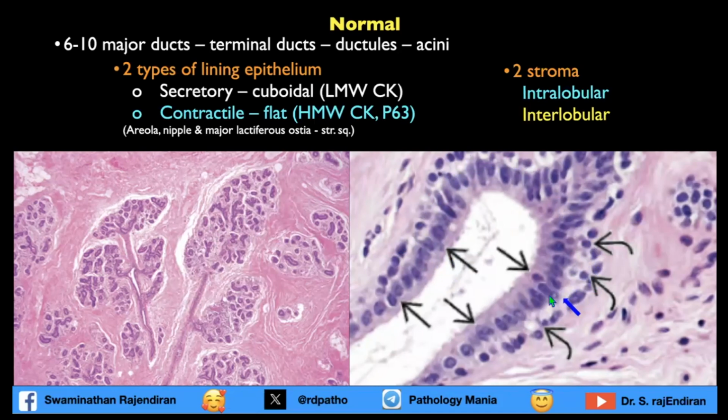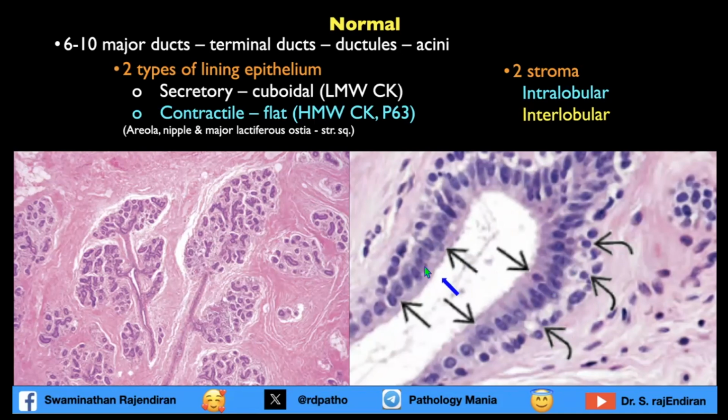Why are they called myoepithelial? They have the property of the muscle and epithelium. That's why it is called a myoepithelial cell. And they are very helpful in pressing the luminal cells to express the secretion to the outside.